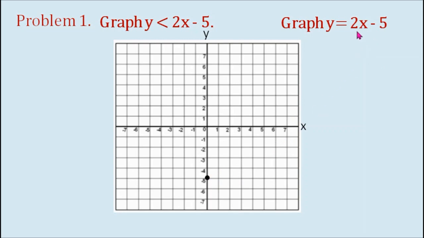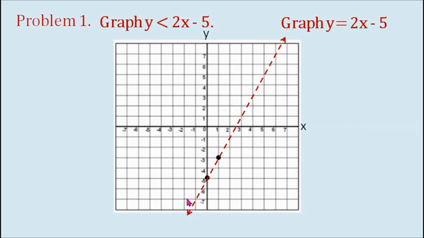Then we are going to use the slope 2 to find another point. So 2 means 2 over 1. So from negative 5, we go up 2 and then go over 1. So we have another point. Our inequality here is less than, so that means we are going to connect these 2 points with a dotted line.